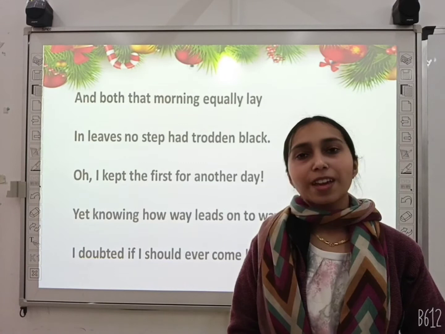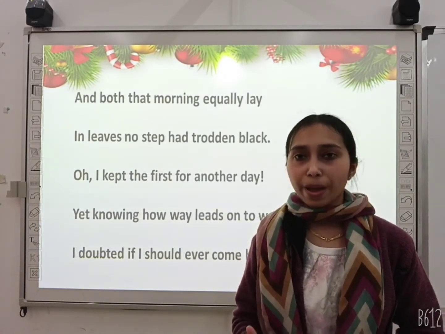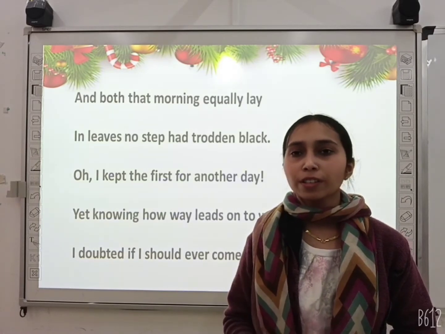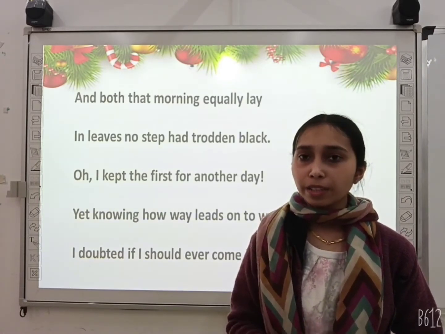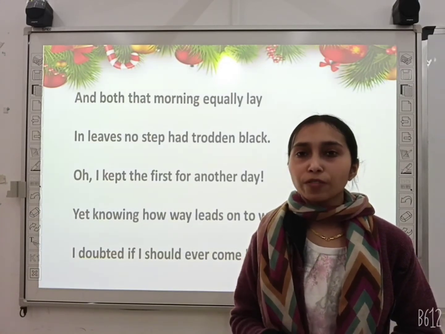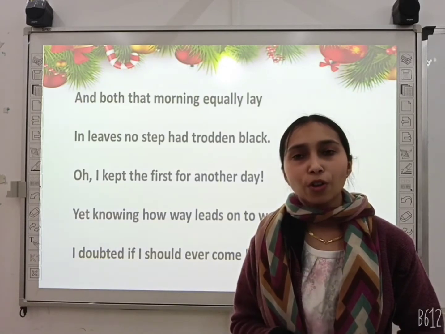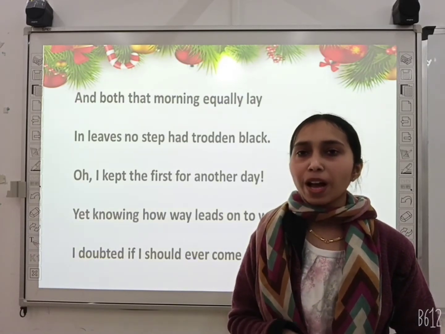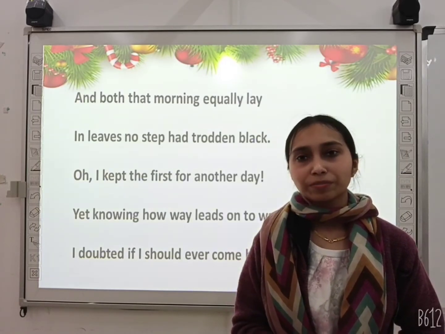The poet in the third stanza says that both the paths were looking the same in the morning. Both of them had leaves and both of them were fresh. That means both the roads were not used by anybody that particular morning.